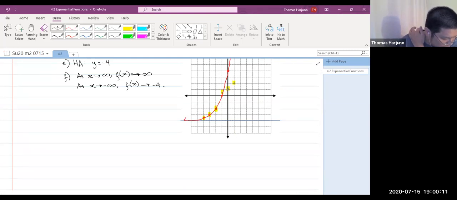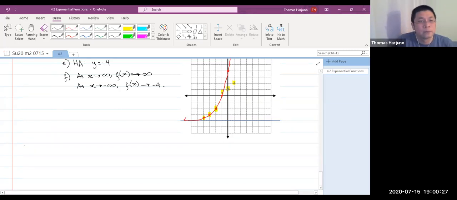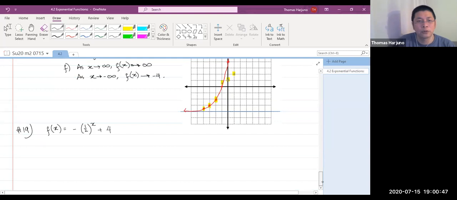What if we have a textbook problem? I try to pick something not too harsh for us to graph. Let me do number 19. Number 19, that's an odd number. Usually I want you to do that. Number 19, f(x) equals negative 1/2 to the x plus 4.